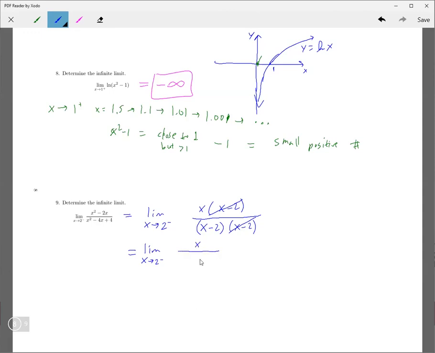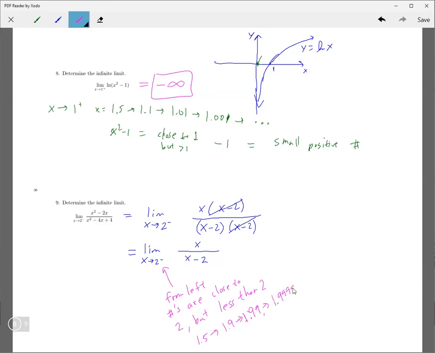So you have x over x minus 2. Now as you're approaching 2 from the left, this minus means you're approaching from the left. So you think of numbers that are close to 2, but less than 2. Like 1.5, 1.9, 1.99. Things like that, because that's what you should be thinking right there.